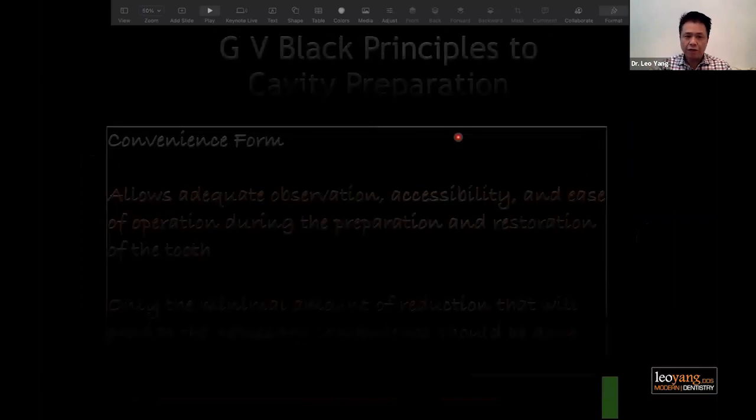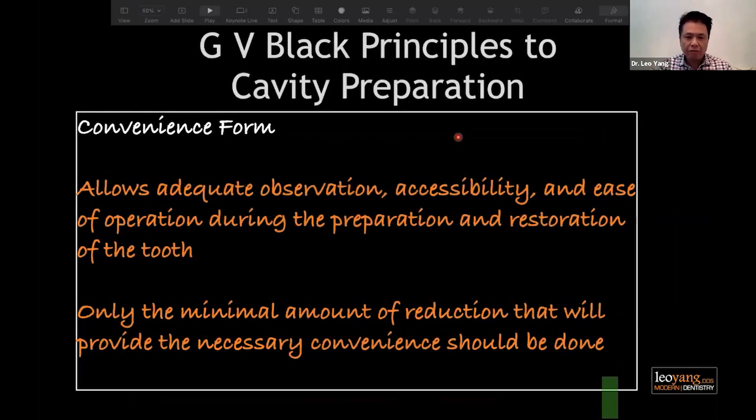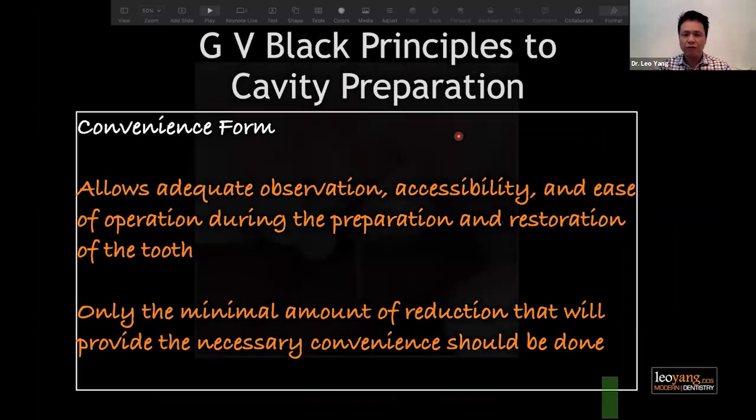With that, the next one is convenience form, which is what? It allows adequate observation, accessibility, and ease of operation during the preparation and restoration of the tooth. Only the minimal amount of reduction that will provide the necessary convenience should be done. So what is an example of convenience form?